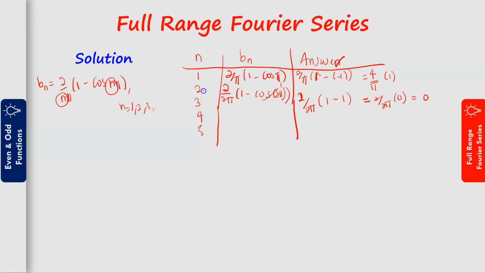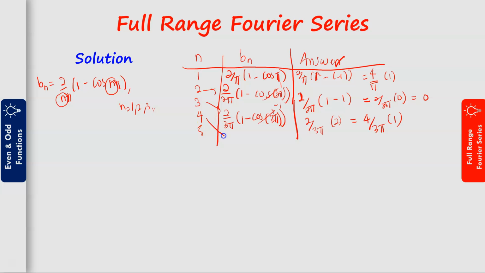When n equals 3, so this is n equals 2. When n equals 3, we have here 2 over 3 pi, 1 minus cos 3 pi. And cos 3 pi, when n is equal to 3, is equal to cos pi. This will go to negative 1. Means that we will have here 2 over 3 pi times 2, that is equal to 4 over 3 pi times 1.